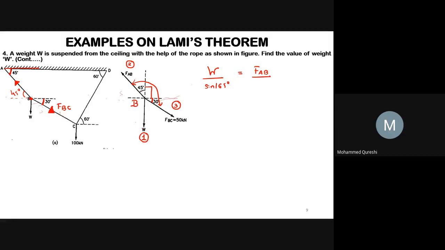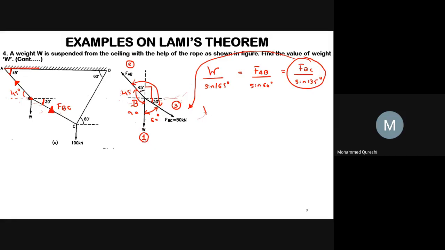FAB upon sine of the angle between the other two. The total is 90, and after deducting 30 degree you will get 60 degree. So sine 60 degree equals to FBC upon the angle between the other two. This is 45 and this is 90, so you will get sine 135 degree. Here W is unknown, but the value of FBC is already calculated by us as 50 kilonewton.